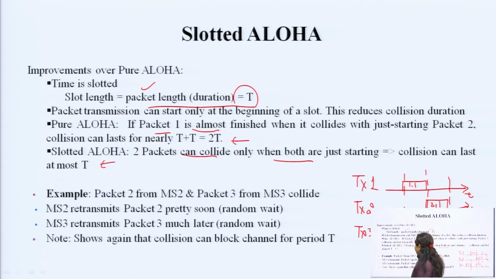So, an example of this slotted Aloha is that packet 2 from MS2 and packet 3 from MS3 are going to collide. So, MS2 retransmits packet 2 pretty soon and MS3 is going to retransmit packet 3 much later, that is, it is going to wait for a random time instant.